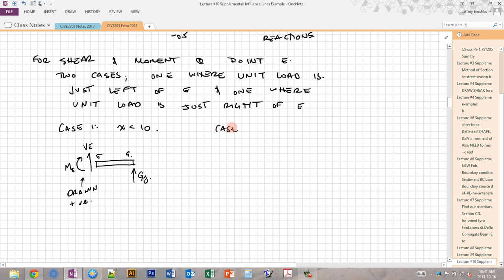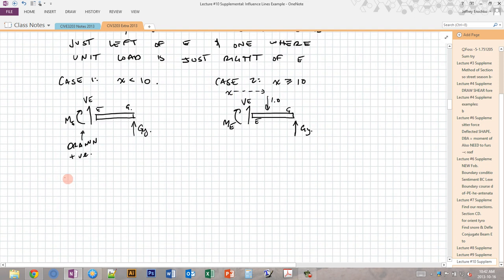And then case 2 is when the unit load is to the right of E, so that's when x is greater than or equal to 10, and then we have a situation that looks like this. So we still have our E and G, we still have our reaction here, and we still have our shear at the cut and our moment at the cut drawn in the positive direction, but now we also have a point load, and this is at some point x, which is measured all the way from point A. So we have to consider both of these.